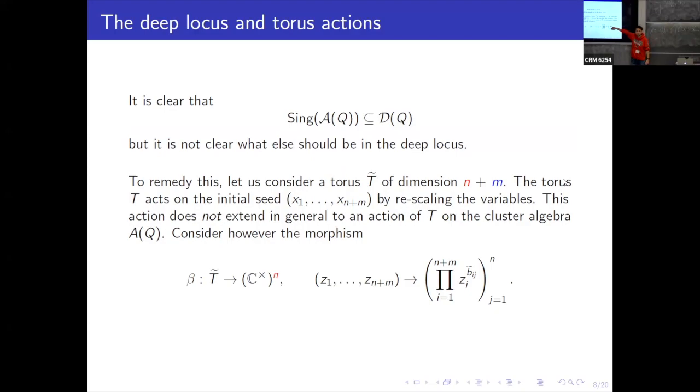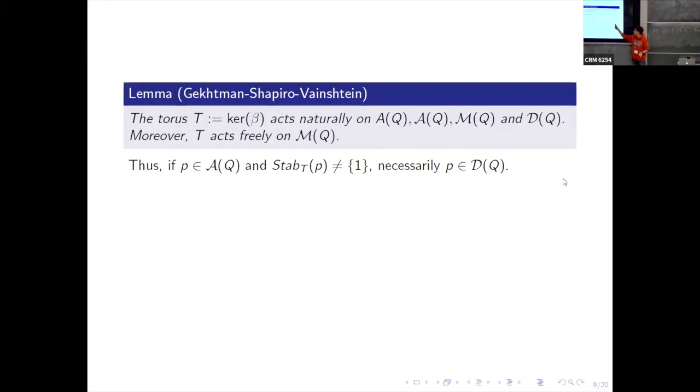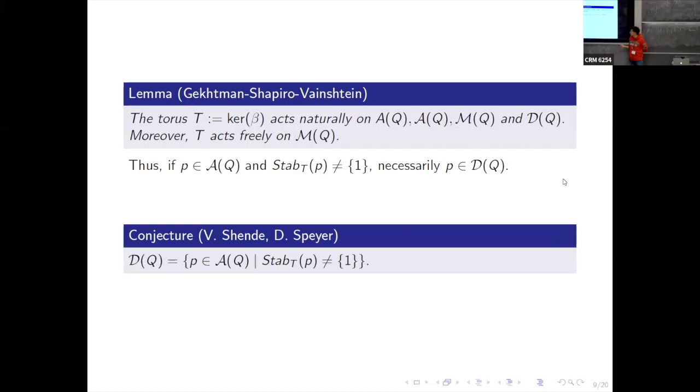Okay. So then we have a necessary condition for a point to be in the deep locus. If you can find a point whose stabilizer is not trivial, then it has to be in the deep locus. I'm not saying this is easy, but at least we have a sufficient condition for a point to be in the deep locus. And a conjecture by Vivek Shende and David Speyer is that the deep locus is precisely the collection of points with non-trivial stabilizer.